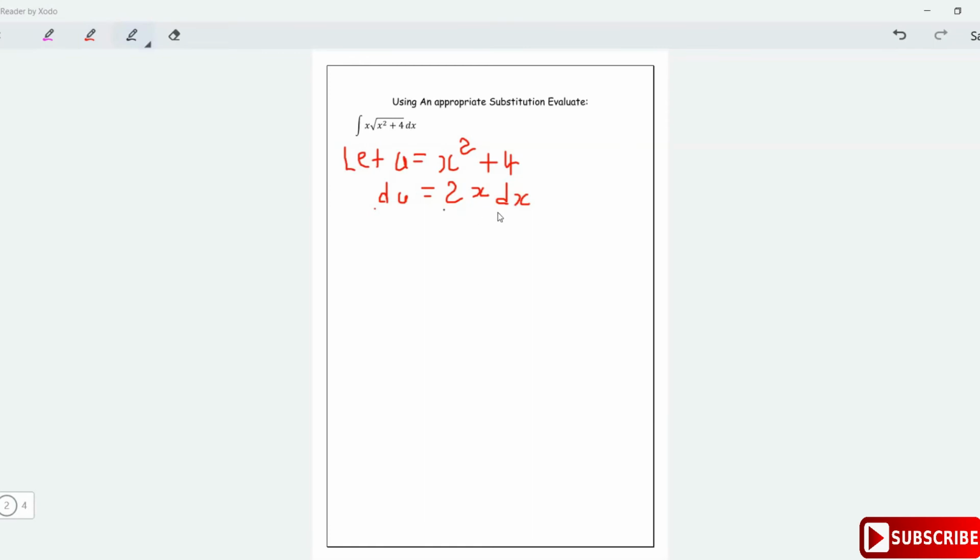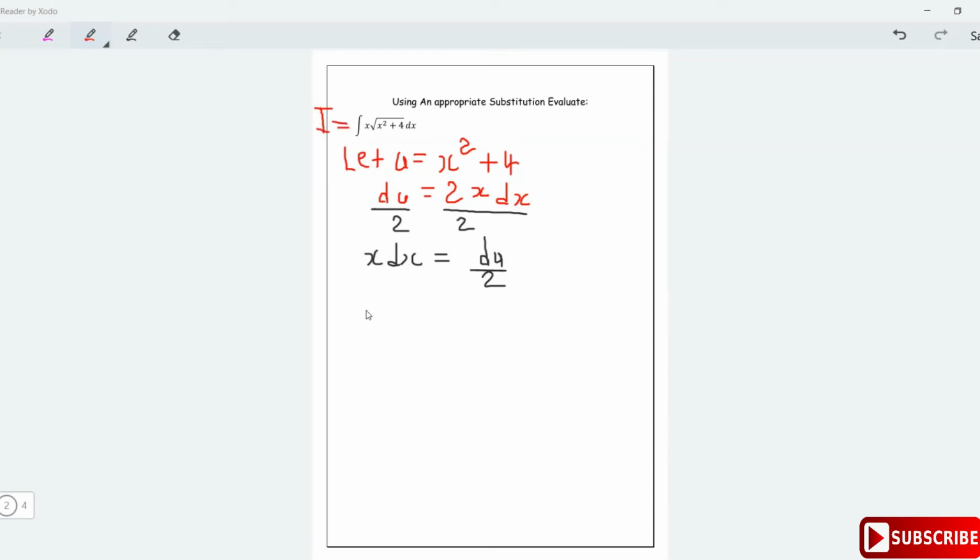Because if I divide both sides by 2, then this will tell me that x dx is equal to du over 2. And again, you might say, sir, why is that beneficial? This is super beneficial because this question, I like to call my integrals I.